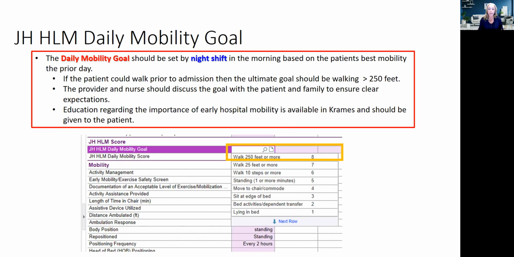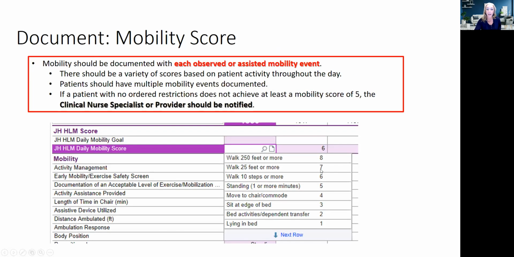And here's kind of what it looks like in terms of the goal night shift is going to do. So if their goal is to move to the chair commode, we're going to put a 4 in there. If their goal is to sit at the edge of bed, we're going to put a 3 in there. And our day shift is going to document in the mobility score. So if they go to the commode or chair, then we put a 4. Again, if they sit at the edge of bed, we put a 3. So each time that they do that, you want to document in the mobility score.